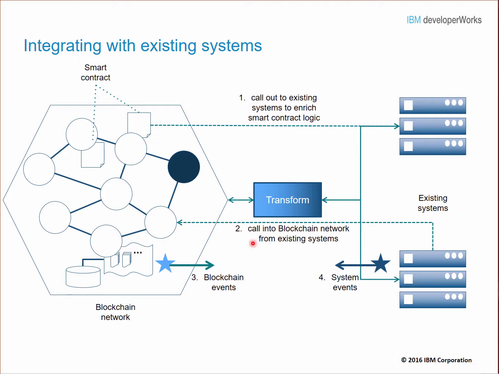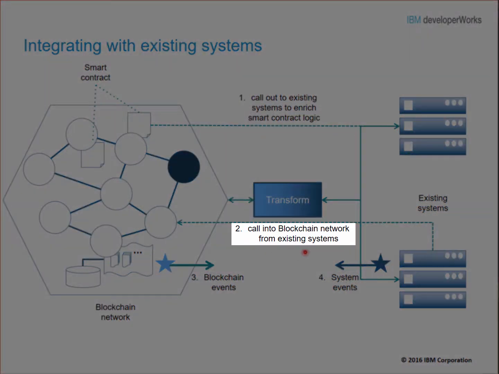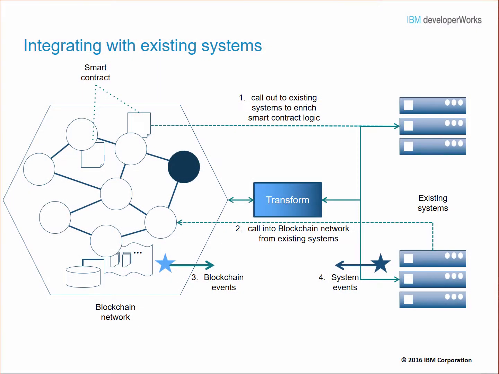Another way of interaction would be to have external systems calling into your blockchain network. So as part of an existing business process, the code running in your existing systems could call into the blockchain network to invoke a smart contract, for example.